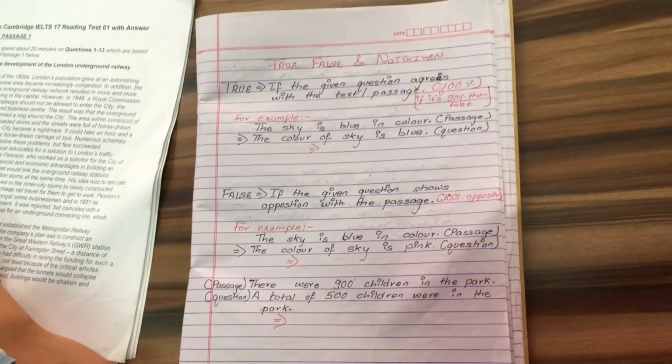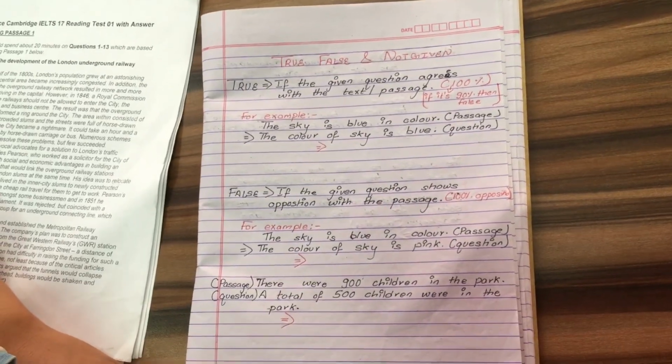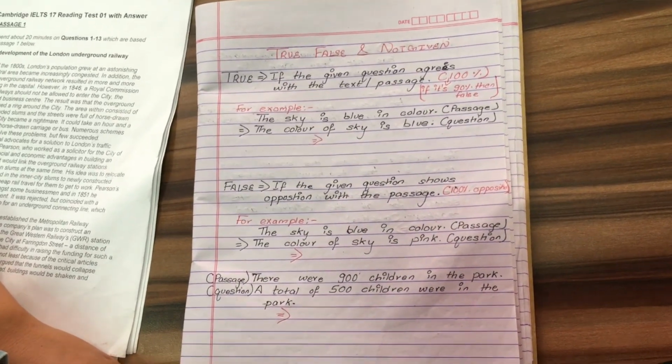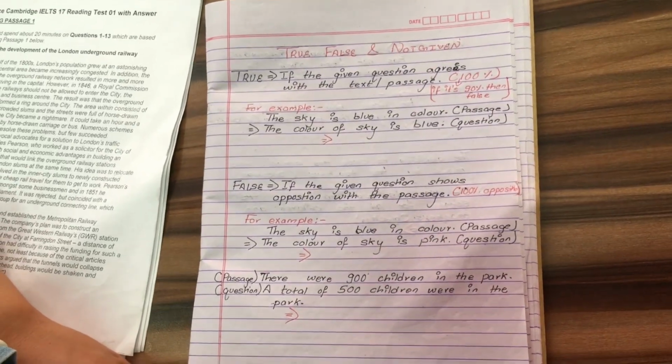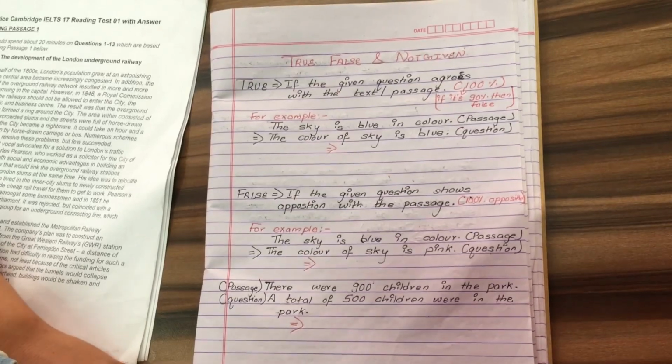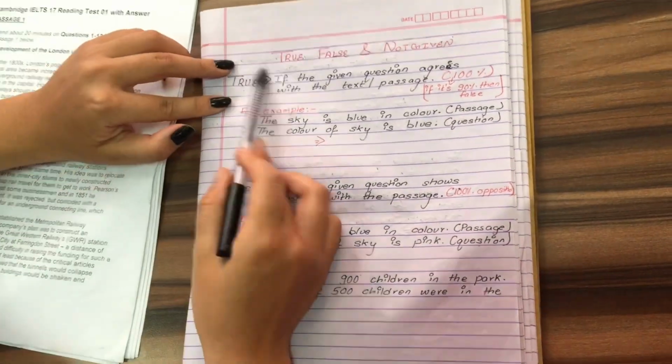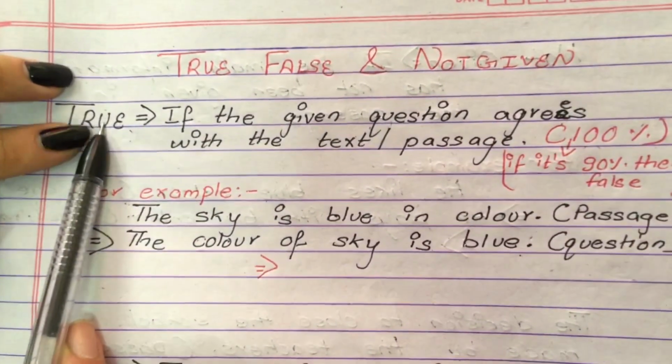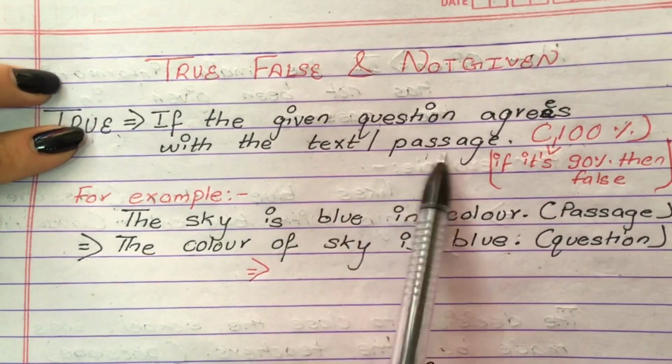Before we start to do true, false, not given, we'll have to understand its details. We'll have to know individually what true, false and not given mean. So first of all, I will be explaining the work of each of these question statements. So true, when do you write true? You will be writing true if the question and passage agree with each other.